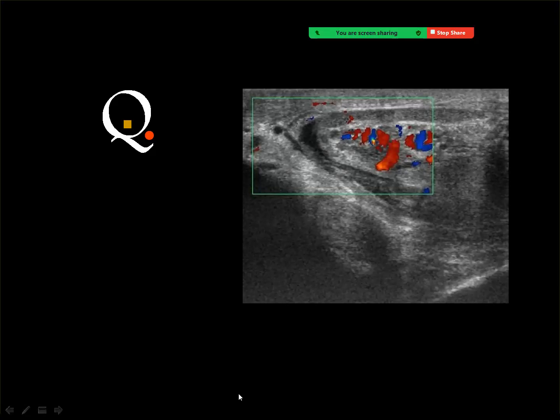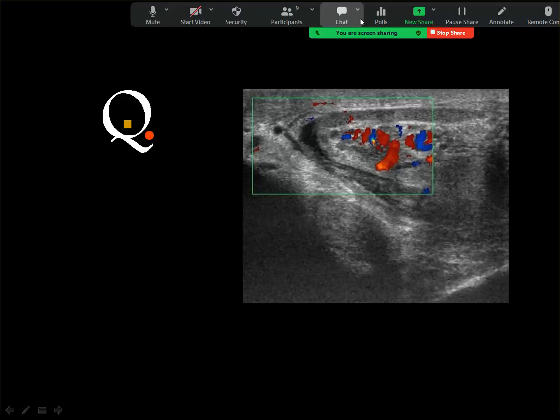And this is the first case. As you can see, this is a testicular Doppler ultrasound. We'd like to know what this area is and what the pathology is.